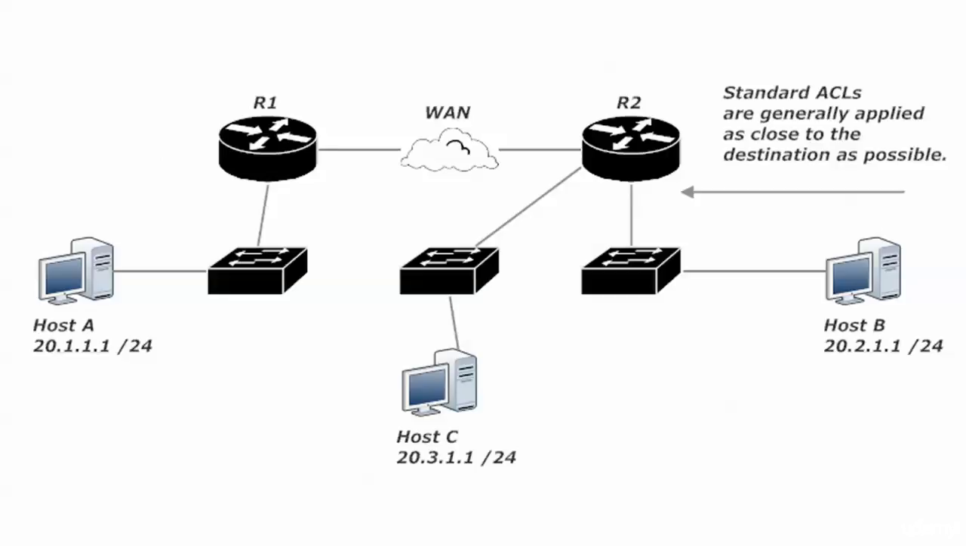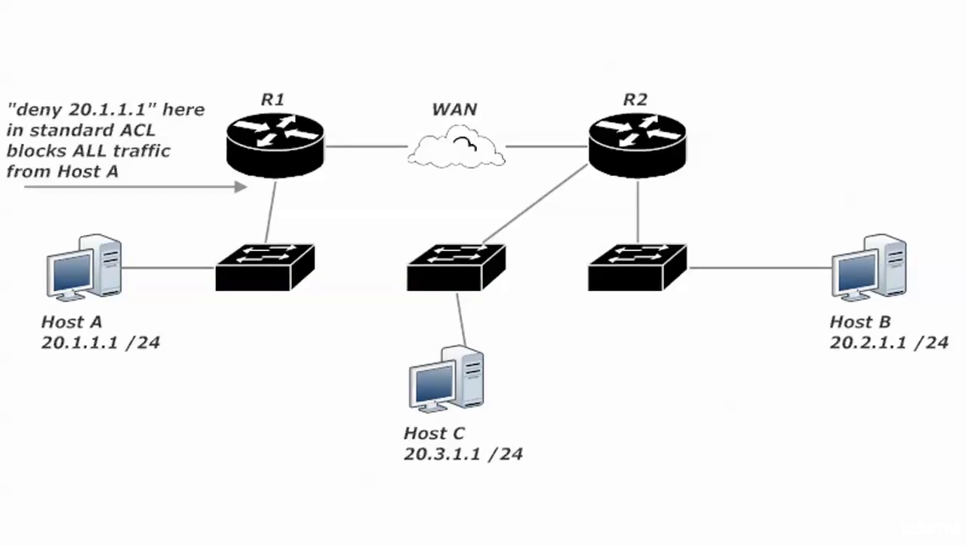Standard ACLs, if you have to use one of those, you're generally going to apply that as close to the destination as possible. We could not even put the ACL on packets coming into router 2 because, again, that would block packets going from A to C. Since you can only block on the source IP, the best place to put a standard ACL is as close to the destination as possible. Even then, that might not be perfect. It depends on your network's topology.